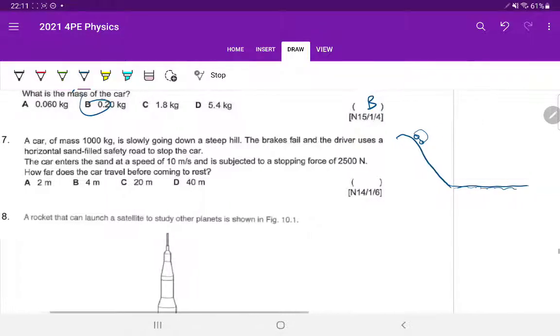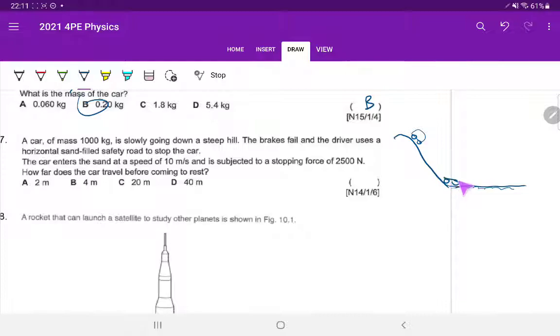The car enters the sand pit at a speed of 10 meters per second and is subjected to a stopping force of 2,500 newtons, right? So it's going to get 2,500 newtons. How far does the car travel before coming to a rest? So what is the distance is what they're asking you to find before it comes to a rest here. 0 meters per second.